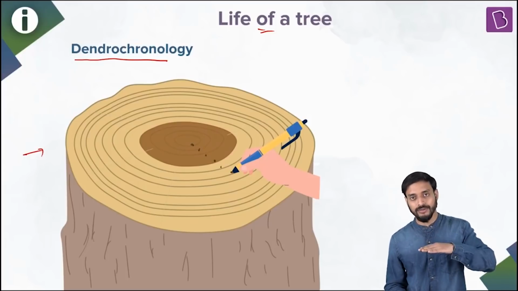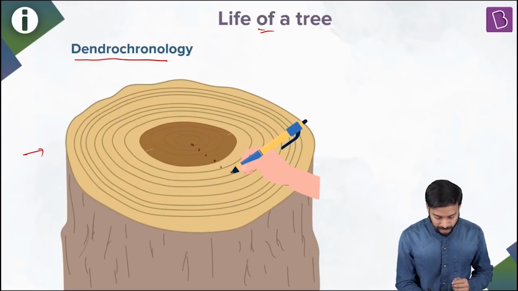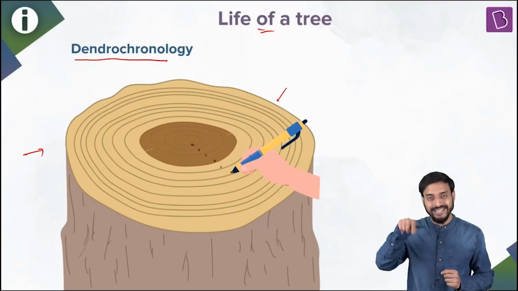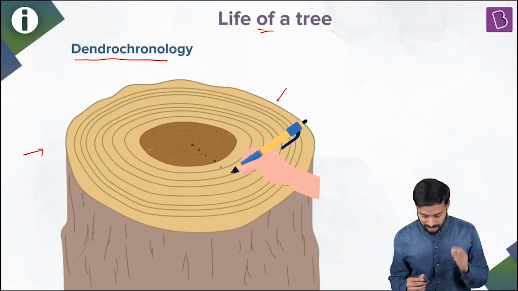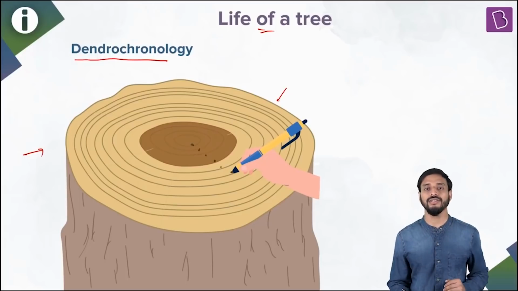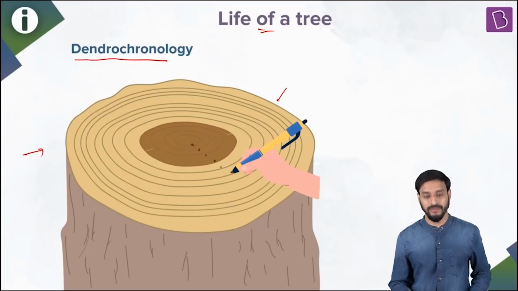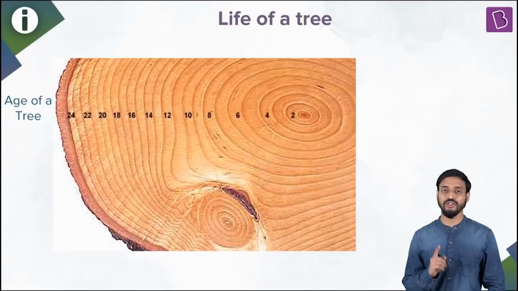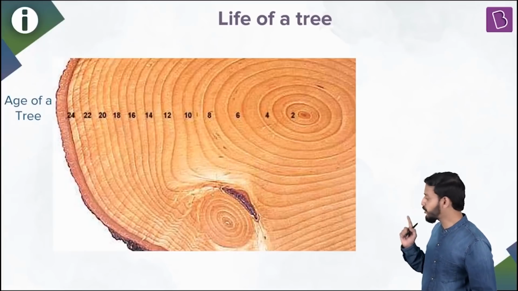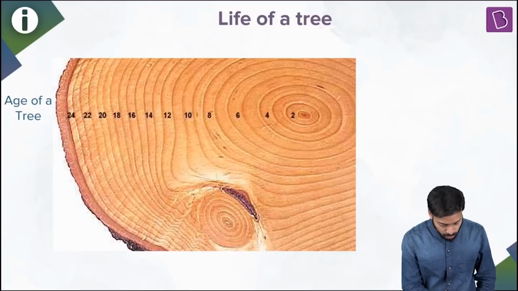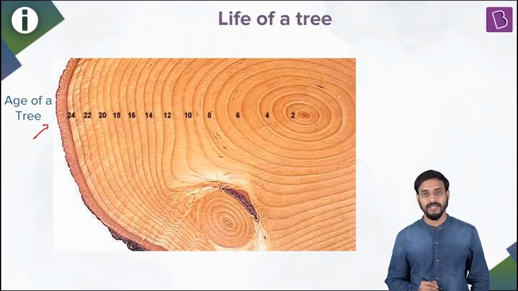So in the tree trunk, if you have to calculate the number of the rings that you are seeing, and these are the annual rings of the tree, this will give you an estimate of the age of the tree. Can you see this particular image? And see, the age is nearly about 24 years.